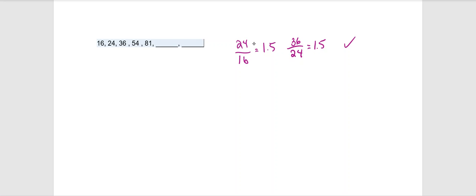So what we were seeing here is that when we divide 24 by 16, we get 1.5. Same with 36 divided by 24, we get 1.5. That means if we multiply 16 by 1.5, we should get 24. And same if we multiply 24 by 1.5, we should get 36, and so on. So then we should be able to find the next two values here. Let's go do that.